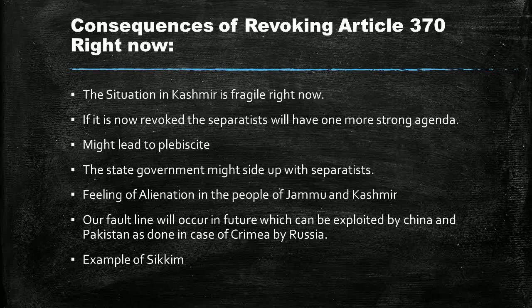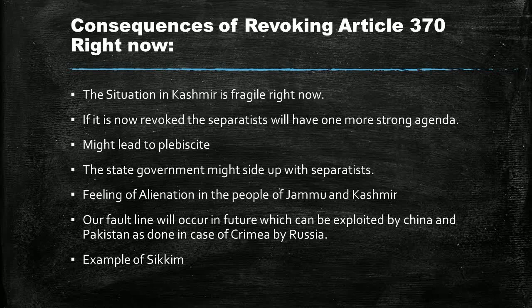Now coming to the next point. It is a question that needs to be answered: the consequences of revoking Article 370 right now. The situation in Kashmir is fragile right now as protests are going on, and furthermore cross-border state-sponsored terrorism is worsening the situation. If it is revoked, the separatists will have one more strong agenda. The youth of Kashmir is already deviated by them, so this strong agenda will make the protest more violent, and with that pressure it might lead to a plebiscite.